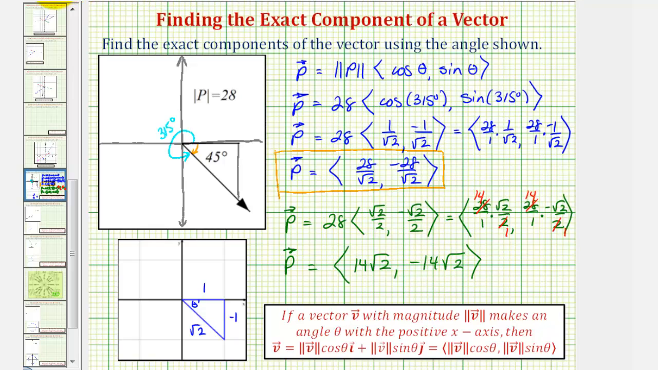So I think it is important to recognize that these two vectors are equivalent. And again, if we rationalize these denominators, they would simplify to this result as well.